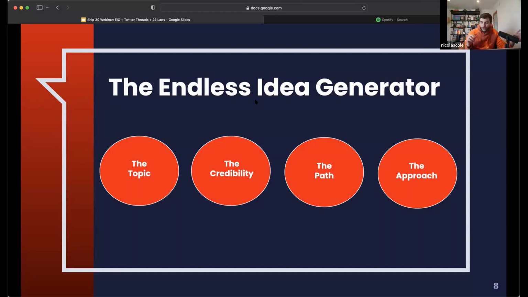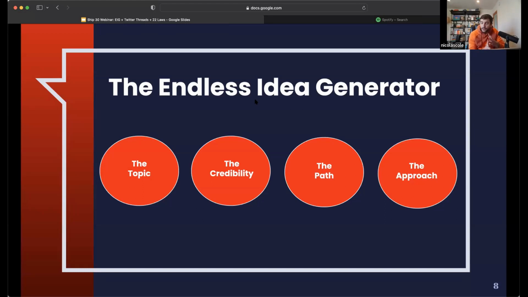The core framework that we talked about in Chip 30 is the full Endless Idea Generator. It's helpful to start with the light version so you understand how we get here. The full Endless Idea Generator has four different pieces. You've got the thing you're writing about, which is the topic. You've got your own credibility: what are you bringing to the table? Are you the expert? Are you curating other people's expert insight and perspective? How should the reader trust you in this scenario?